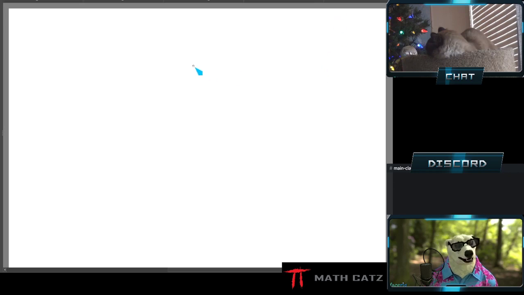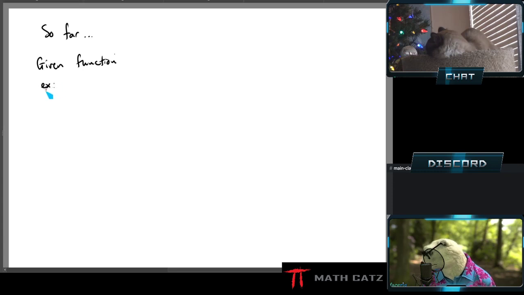Before I can handle the practical questions, I need to look at functions and derivatives a little bit more first. So let's say so far we've looked at derivatives in a certain way, or finding the derivative rather. Given a function, let's say for example f of x. Let's just make it simple. There's no need to be complicated here. It's just a concept that I'm introducing.